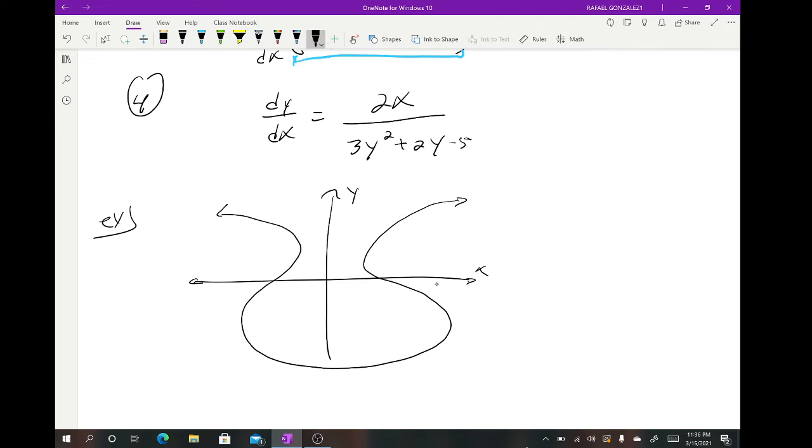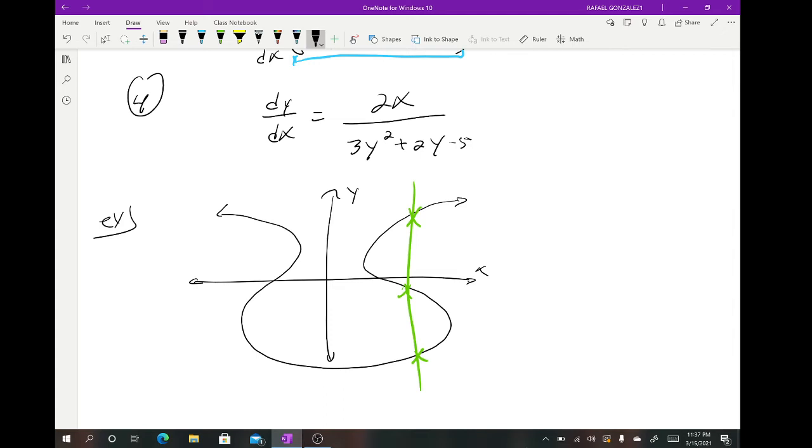It's my x and my y-axis. If you were to look at something like this, this is not a function because it fails the vertical line test. It fails here, here, and here, so it cannot possibly be a function. But we could still take the derivative of it implicitly. We could still do it, and that's because we could take the derivative implicitly.